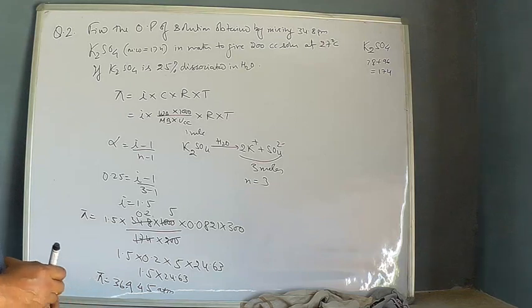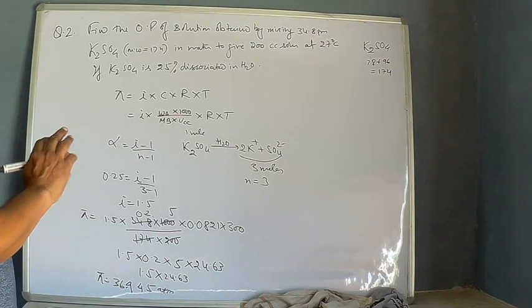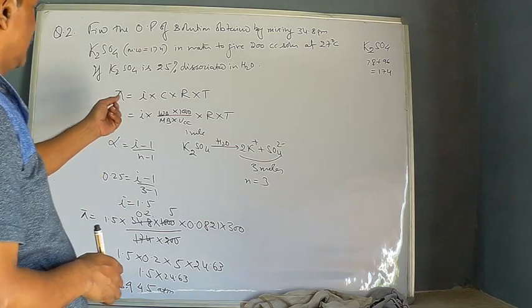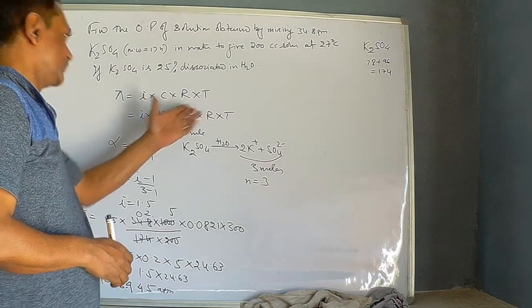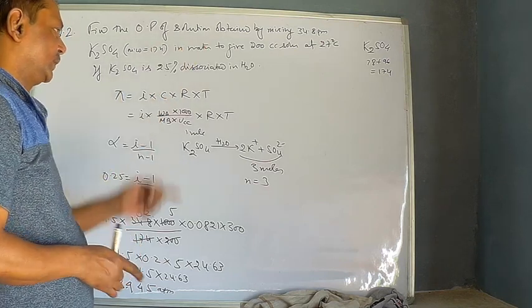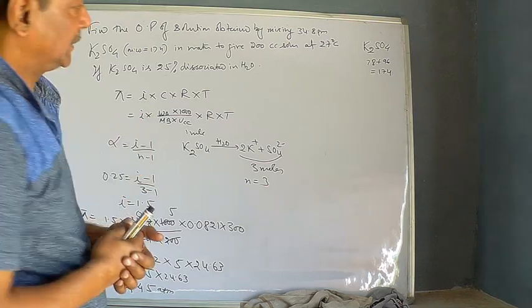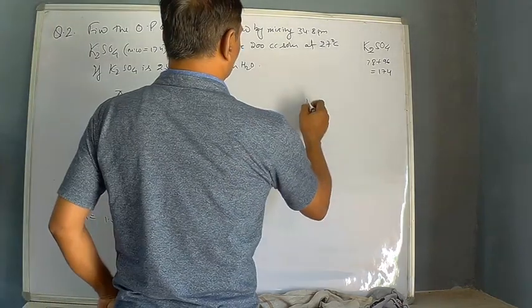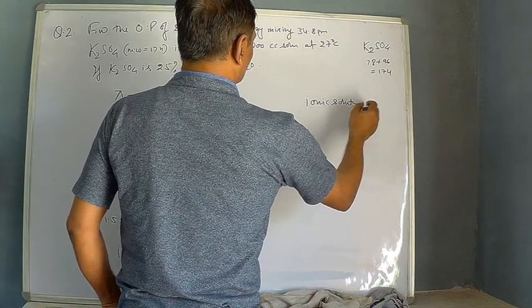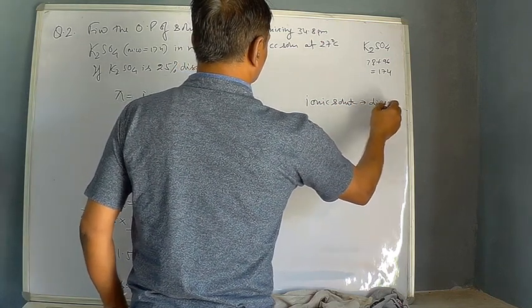So class, I have already discussed 2 numericals on van't Hoff factor. There is no problem in van't Hoff factor. Previously we used to write only pi equal to CRT, but since we know that ionic solute will be dissociating, we are using van't Hoff factor. So please remember class that ionic solute dissociates.